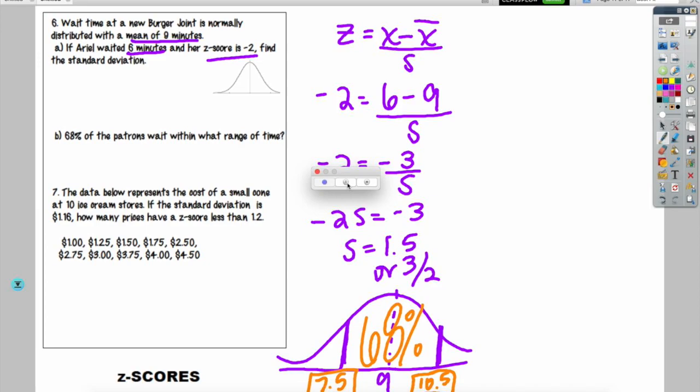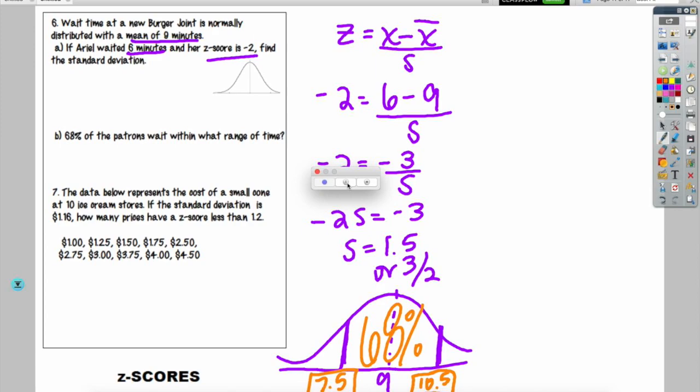So for number 7, it says the data below represents the cost of a small cone at 10 ice cream stores. If the standard deviation is $1.16, how many prices out of these 10 ice cream stores have a z-score less than 1.2? In this particular problem, you had to find actually 2 things prior to actually answering the question.